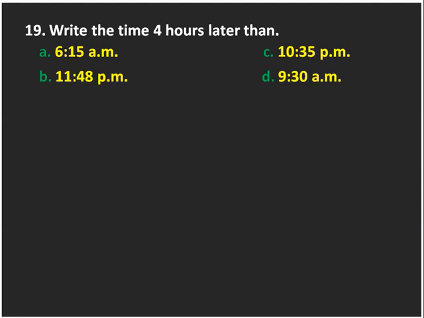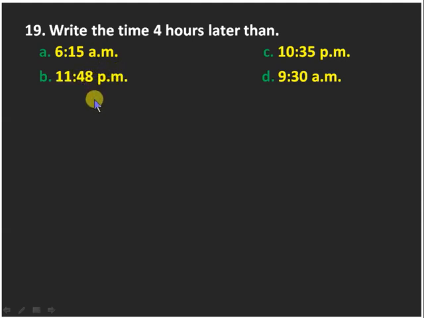Coming to the next question. Very simple. Write the time 4 hours later than. Later means you have to add 4 hours in all these times. Okay, 6:15. When you add 4 hours, it becomes 7, 8, 9, 10, 10:15 a.m. If you pass 12, you have to change am into pm or pm into am. Let's see this example. You have to convert pm into am in this question.